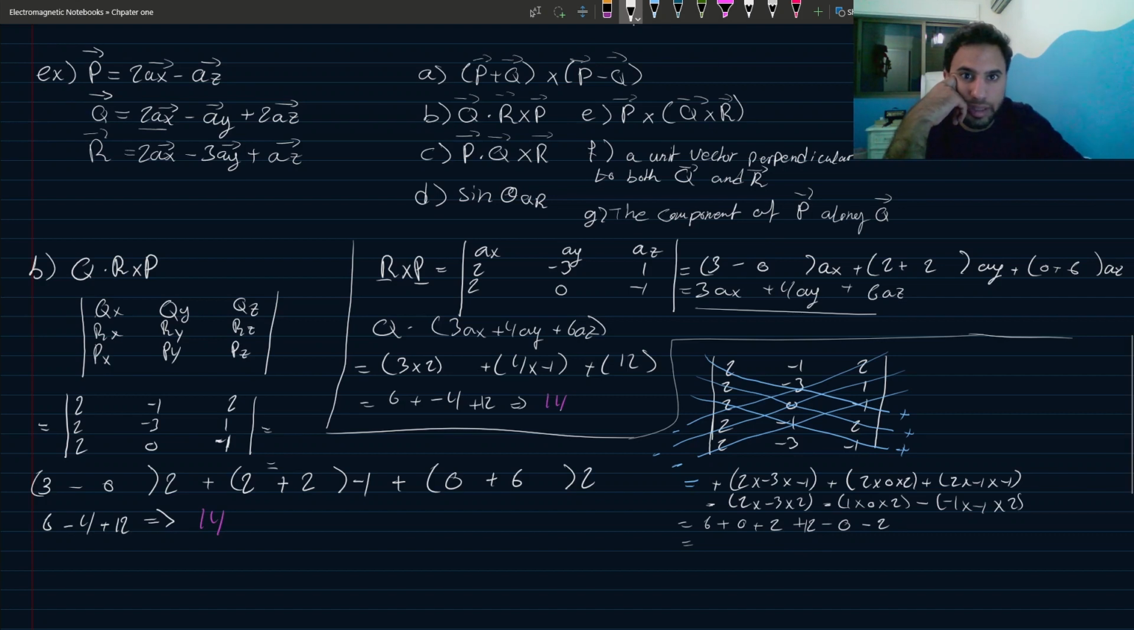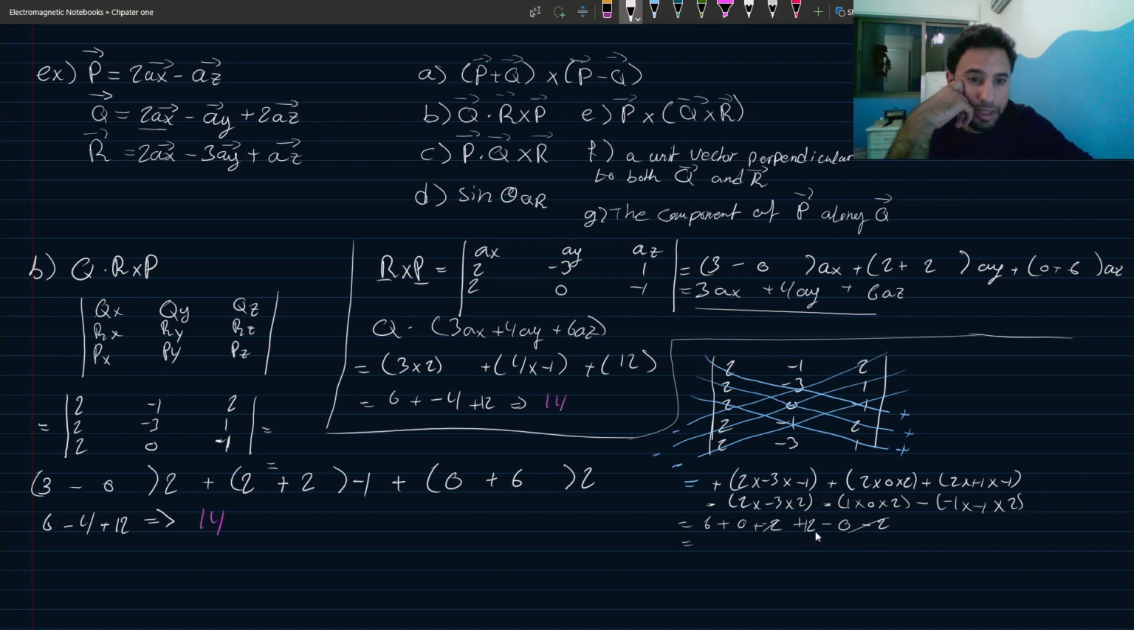Ooh, this is not minus 1, this is plus 1. Okay, so the third one, so this is plus 1, so this is minus 2. So 6, 4, so these two cross.